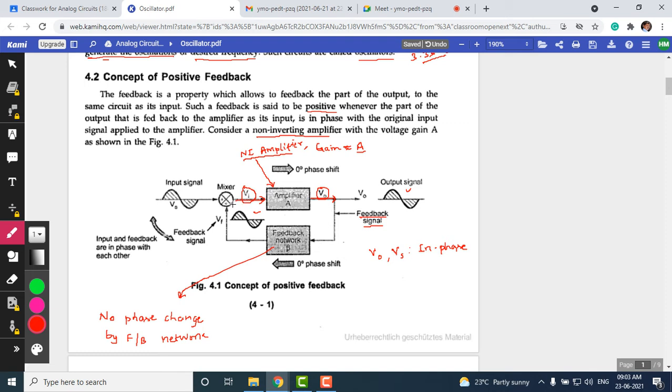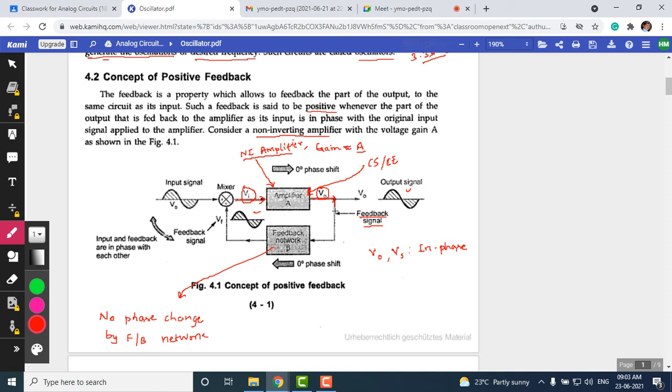As we can see here, there is a mixer, and an input signal which is applied here, and there is a basic amplifier. This can be any type of amplifier. You can think of a common source amplifier if it is based on MOSFET, or a common emitter amplifier if it is based on BJT, and if it is based on op amp, you can think of a non-inverting operational amplifier. So, this produces an amplified output signal, which is in phase with the input signal, and part of the output signal is taken here.